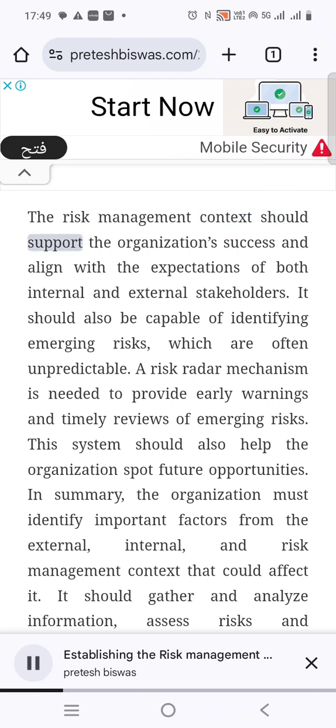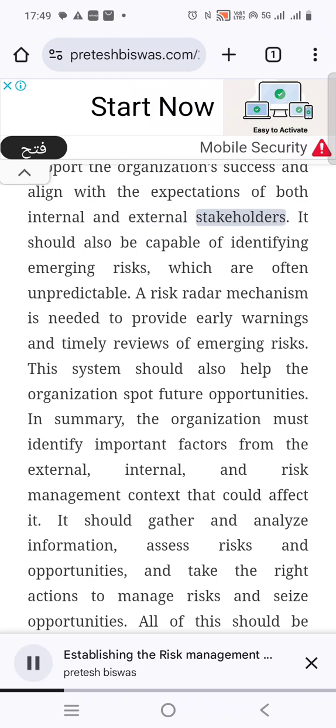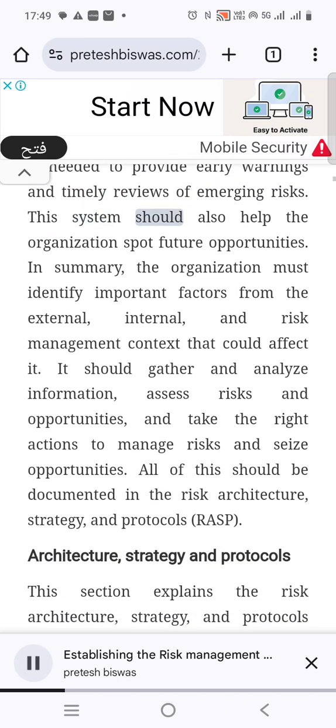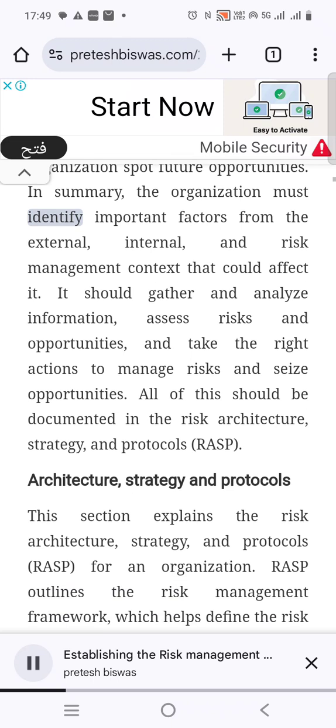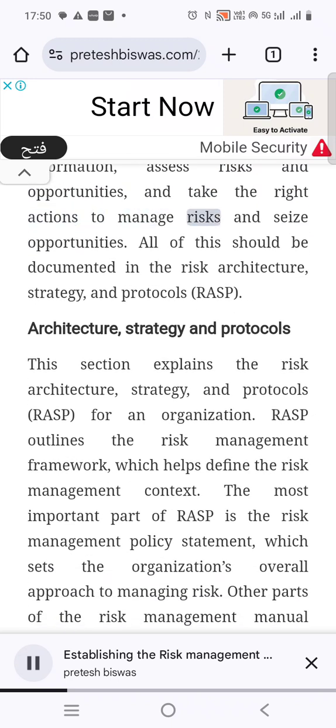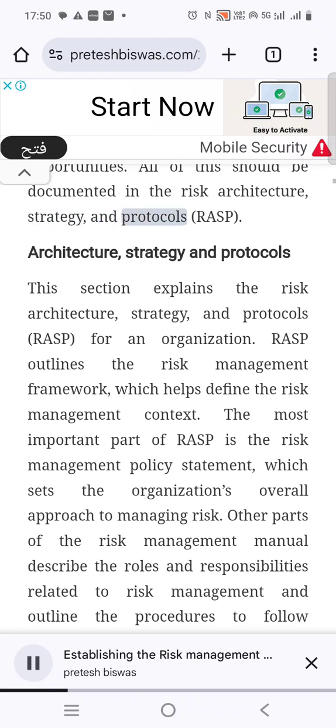The risk management context should support the organization's success and align with the expectations of both internal and external stakeholders. It should also be capable of identifying emerging risks, which are often unpredictable. A risk radar mechanism is needed to provide early warnings and timely reviews of emerging risks. This system should also help the organization spot future opportunities. In summary, the organization must identify important factors from the external, internal, and risk management context that could affect it. It should gather and analyze information, assess risks and opportunities, and take the right actions to manage risks and seize opportunities. All of this should be documented in the Risk Architecture, Strategy, and Protocols, RASP.